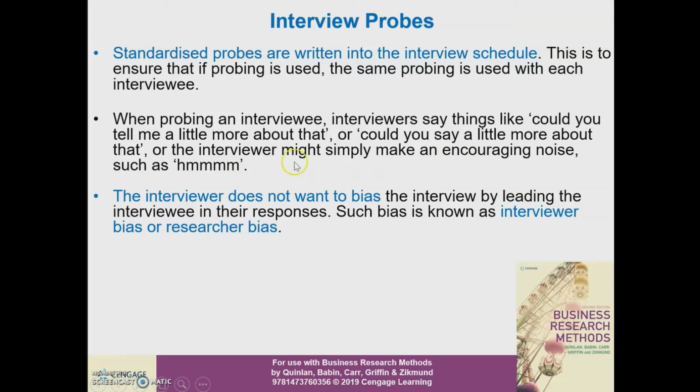Or the interviewer might simply make an encouraging noise. Okay, so the interviewer does not want to bias the interview by leading the interviewee in their responses. Such bias is known as interviewer bias or researcher bias.